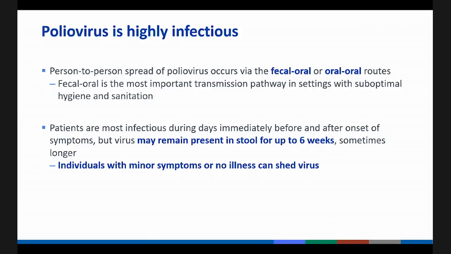Poliovirus is considered highly infectious and is spread through the fecal-oral or oral-oral routes, but fecal-oral transmission is considered the most important pathway, particularly in settings with suboptimal hygiene and sanitation. Virus may be present in stool of infected persons for up to 6 weeks and sometimes longer. And importantly, individuals who have only minor symptoms or who are asymptomatic can still shed virus and transmit it to others.